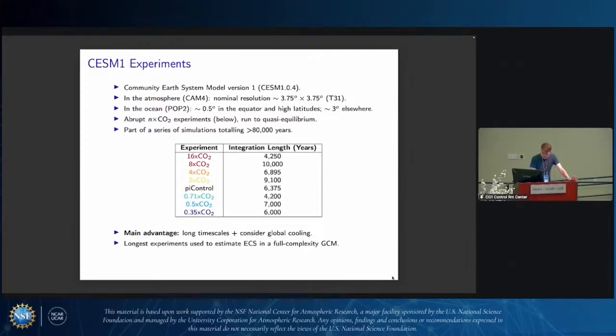But the main advantage is that it is relatively cheap to run, and so I've run this model now for just over 80,000 years of simulation time. And today I'm going to focus on 8 experiments, which are shown in the table below.